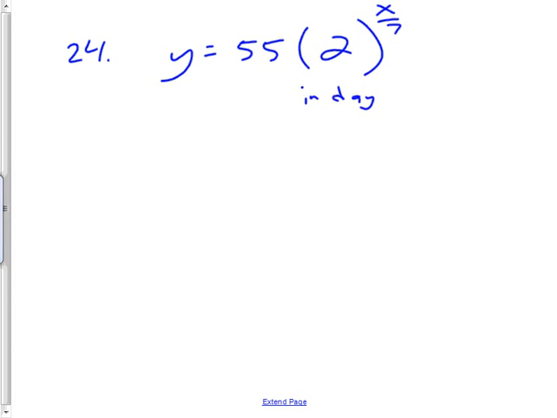Flubber is an interesting material that doubles its weight every 7 days. It starts out at 55 grams. So I know I go y equals 55. Start out at. And then how do I do doubles? Yep. I could have said 1 plus 100%. 1 plus 1 is 2. And then it's to the x, and then the only other thing I need is divided by 7, and then I got to say in days. Make sense?